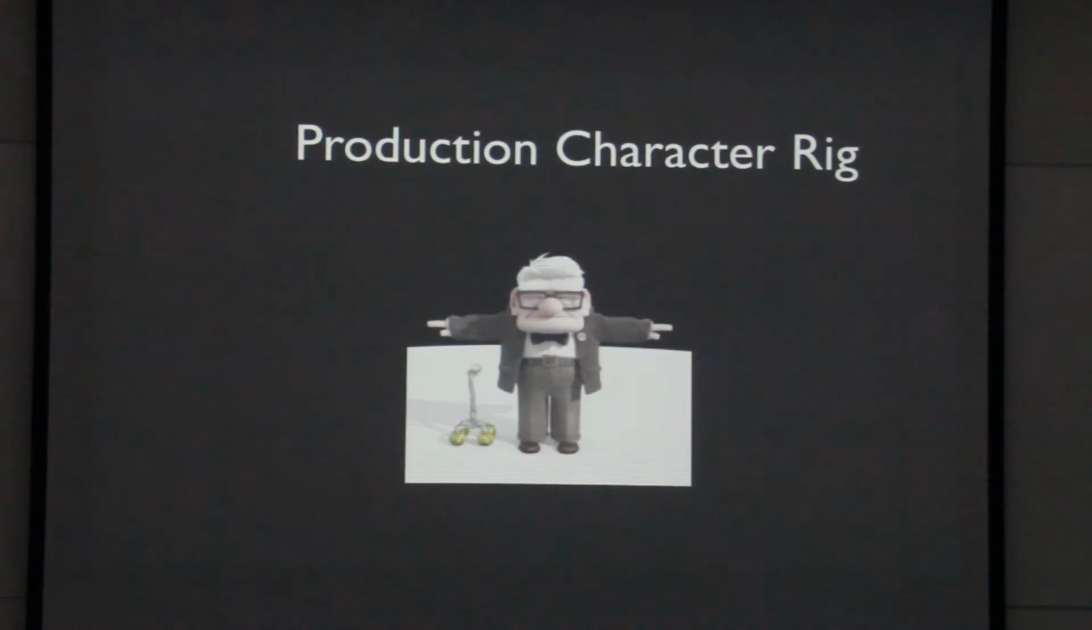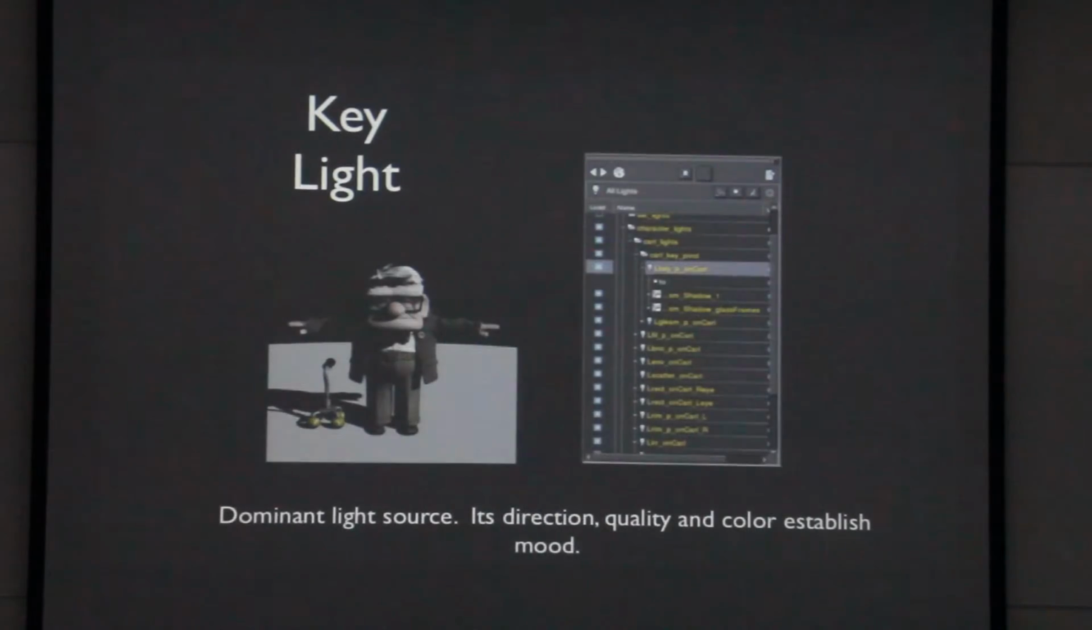Here's an example of what the character rig of lights might look like for the character Carl on Hub. We'll start with a key light. This is a common lighting technique: it's the dominant source, sun or moon, typically coming from a certain direction. As you can see in the light browser on the right, it will have a number of components, like occlusion or shadows and so on.